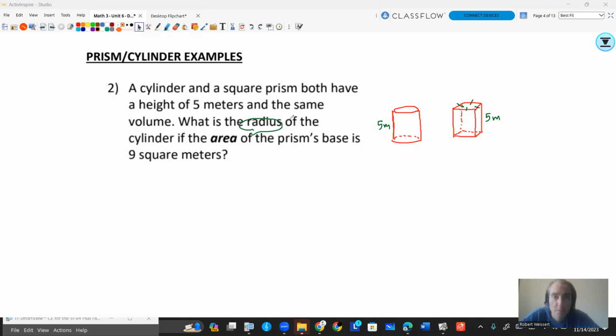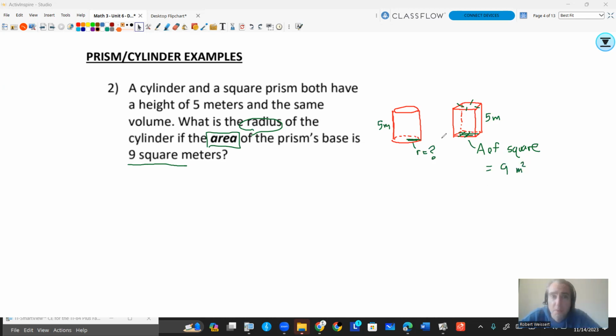I want the radius. The radius of the cylinder, remember, is this length right here. That's what I'm asked. And I know that the area of the prism's base is 9 square meters. So I know this area here is 9 square meters. Remember, it's a square prism, so that's going to be a square. So the area of the square is equal to 9 square meters or 9 meters squared.